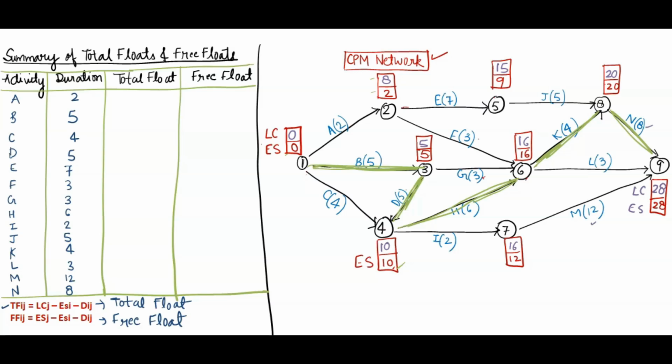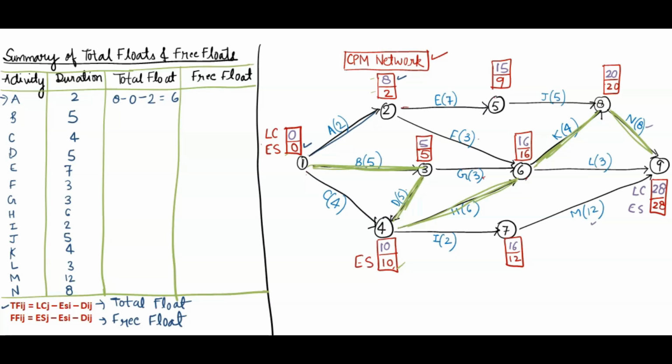Now total float. For A activity, we'll start with the first activity. For A activity you have to see the starting and ending node and just apply the formula. That is very easy. So for A activity, LC of end node, ES of starting node, minus duration. For A activity we have 1 to 2. So LC of end node, that is 8, and ES of the starting node, that is 0. 8 minus 0 minus duration. The duration of the activity is 2. So here we will get 6, correct?